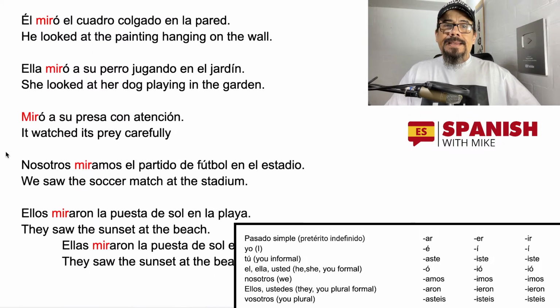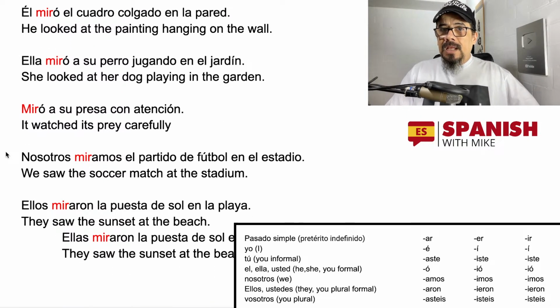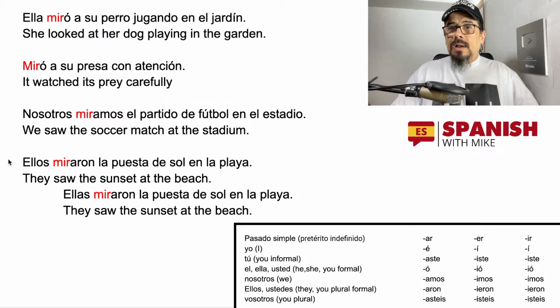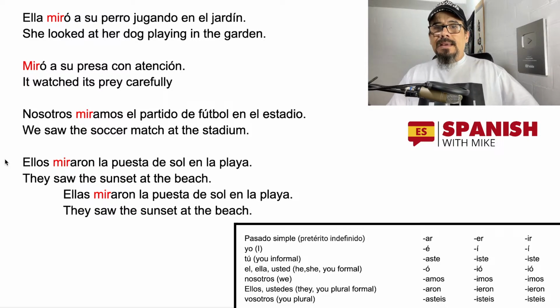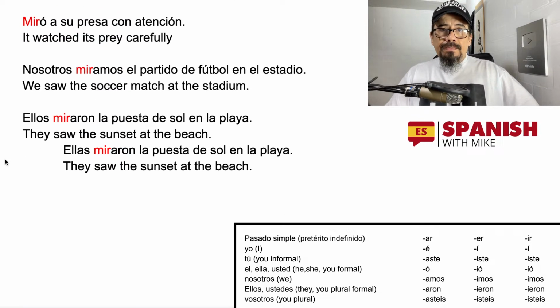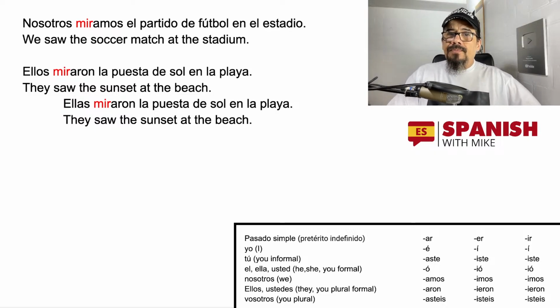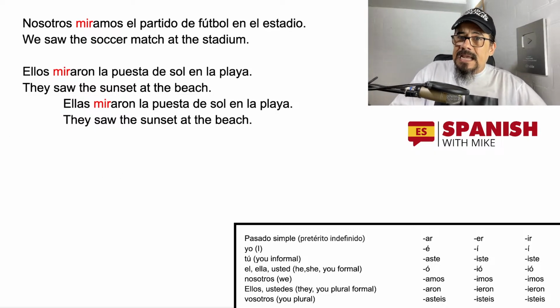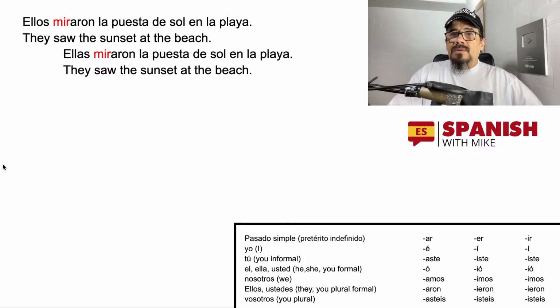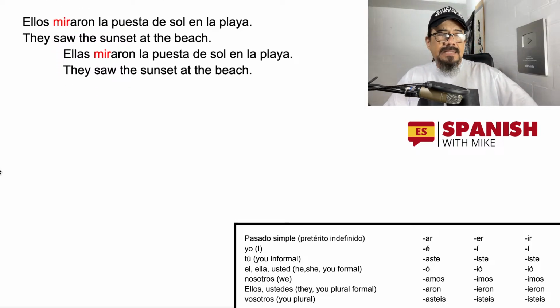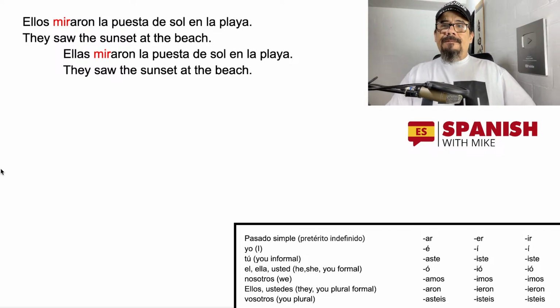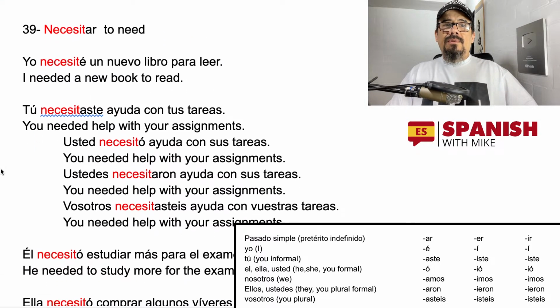Plural, Spain. Él miró el cuadro colgado en la pared. He looked at the painting hanging on the wall. Ella miró a su perro jugando en el jardín. She looked at her dog playing in the garden. Miró a su presa con atención. It watched its prey carefully. Nosotros miramos el partido de fútbol en el estadio. We saw the soccer match at the stadium. Ellos miraron la puesta del sol en la playa. They saw the sunset at the beach. Male. Ellas miraron la puesta del sol en la playa. Female. Let's move to verb number 39.